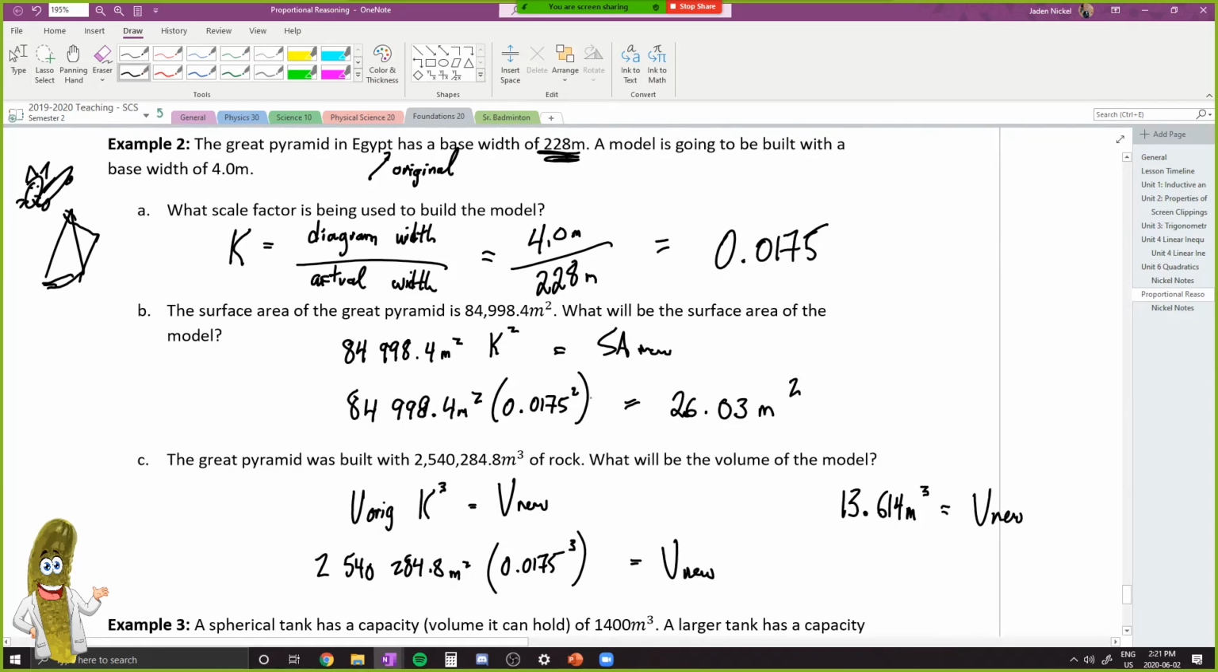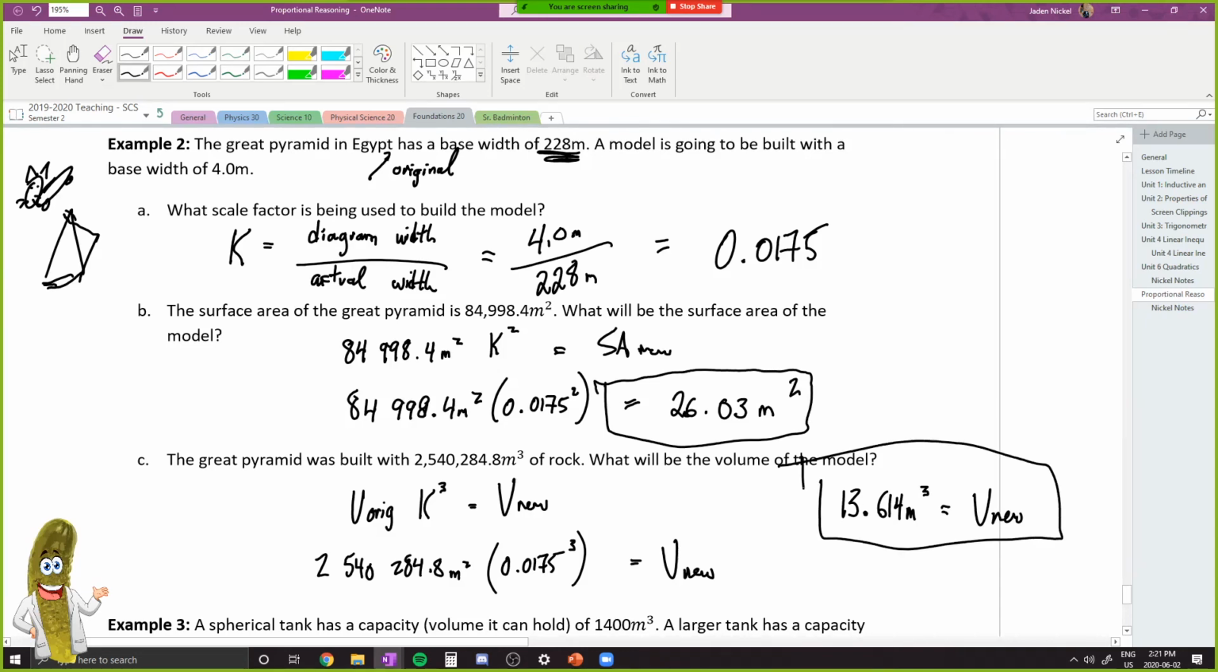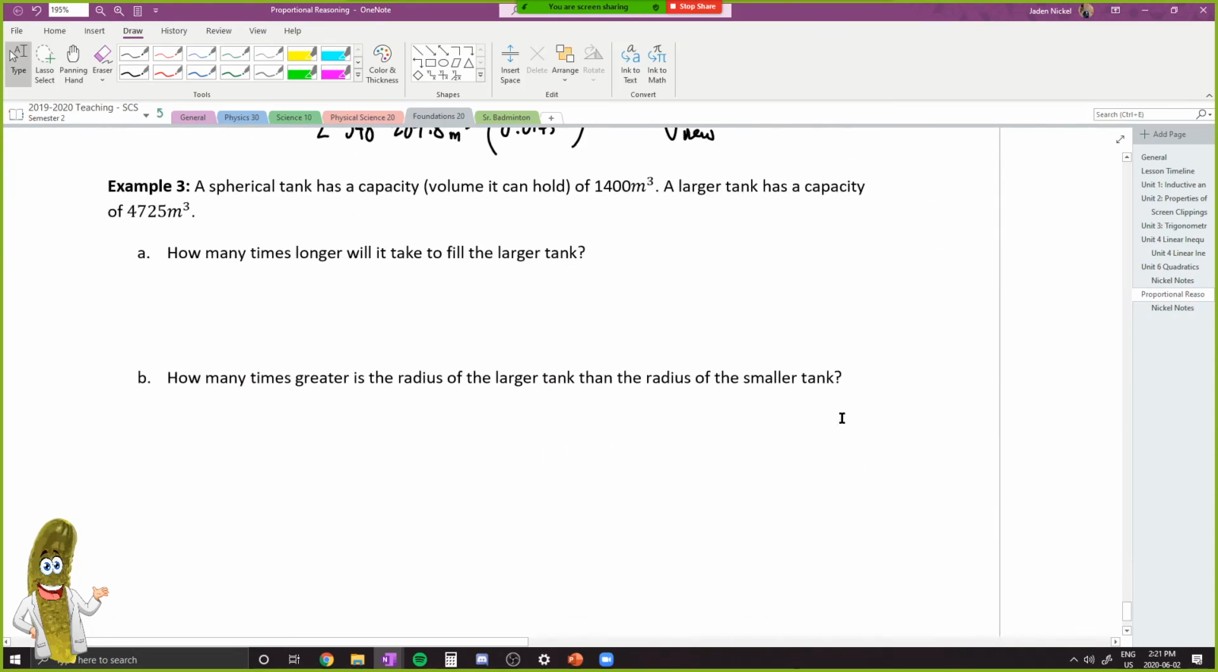So those are our 2 solutions for number 3 then. Does anyone have any questions at this point before we jump into the final example here? Okay.